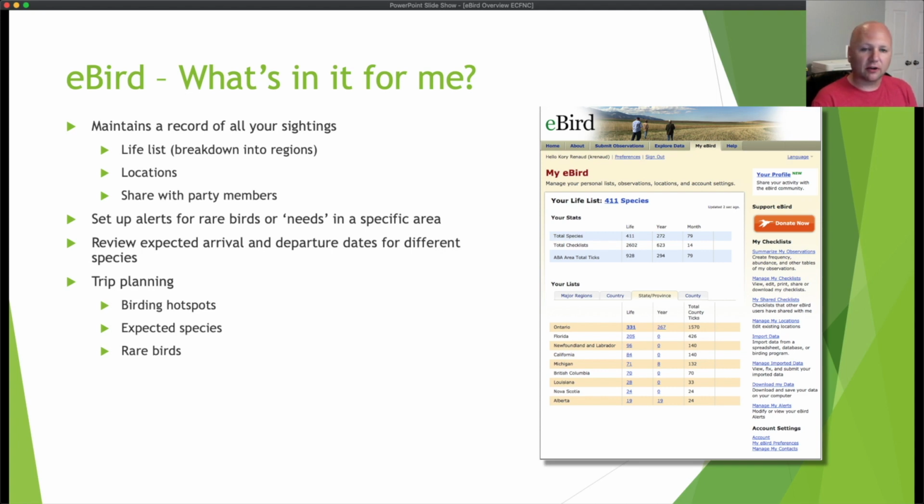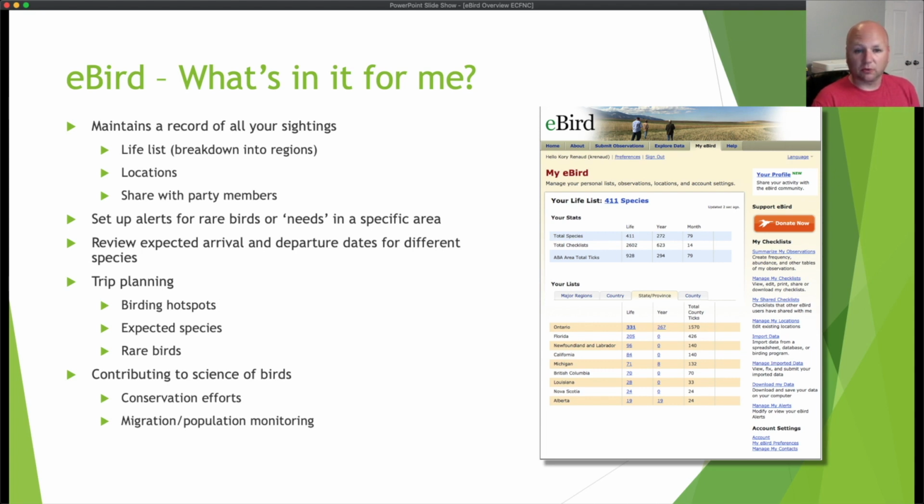If you're going to a different area, you can check out the hotspots that are available. Hotspots are locations that receive a lot of traffic for birding. An example would be Point Pelee, which is a common place to go birding. There are a bunch of specific areas set up so you can choose a location as the hotspot, submit data from there, and then everybody gets to see the same data from the same location. You can see expected species, any rare birds, things like that in an area you're planning on visiting. And that's around the world as well.